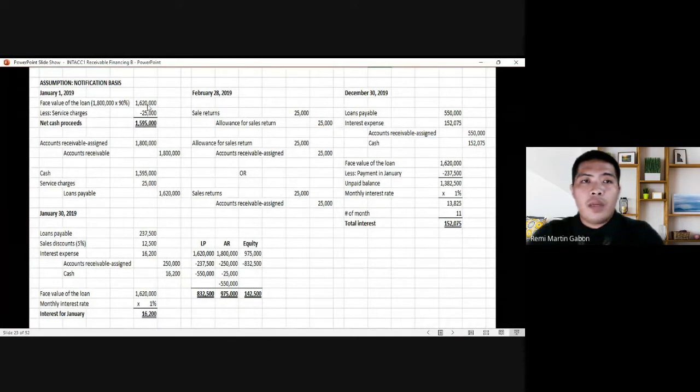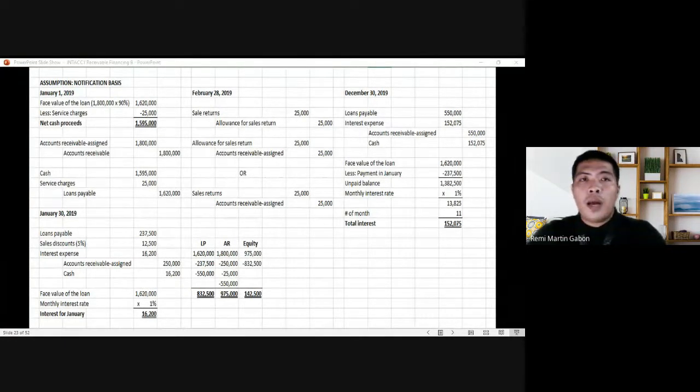Start with the face value of the loan, 1,620,000 less service charge of 25,000. We still have 1,595,000. Then to take effect the assignment of the accounts receivable, we debit accounts receivable - assigned and credit accounts receivable for 1,800,000. Then to take effect the loan, we debit cash 1,595,000, service charges of 25,000, and credit loans payable of 1,620,000. As of that point, the journal entries and amount computations are the same.